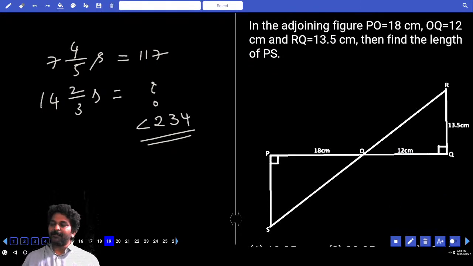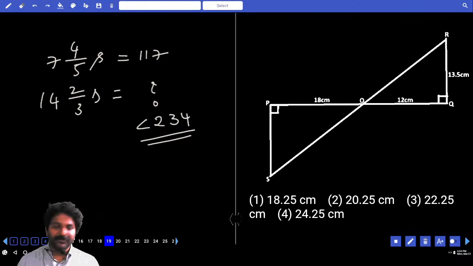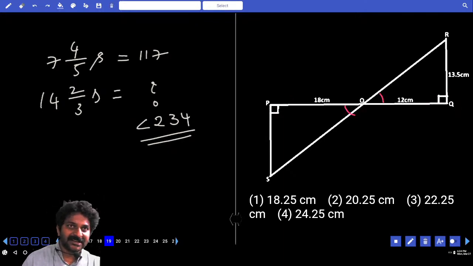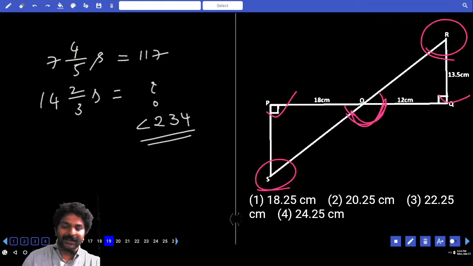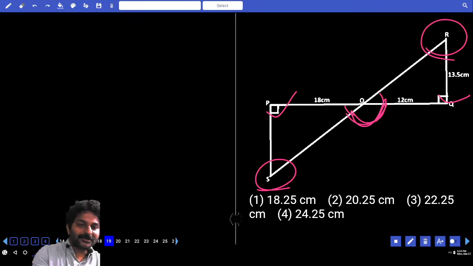In the adjoining figure, PO is 18, OQ is 12, RQ is 13.5. Find the length of PS. Okay, right. So now we have 2 triangles, right? Yes? 90 degrees angle. These 2 are opposite angles. Opposite angles are same. 90, 90 same. These 2 angles are also same. Then angle at R and angle at S must be same, right? So then can we call them similar triangles?